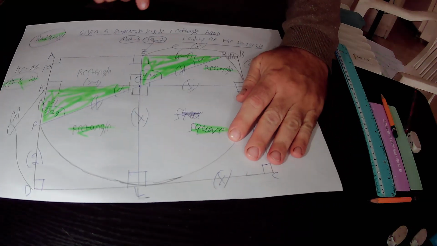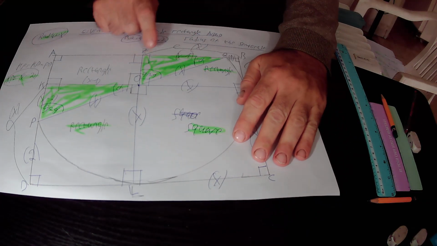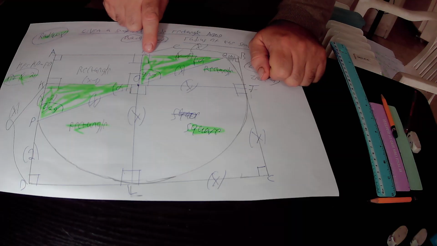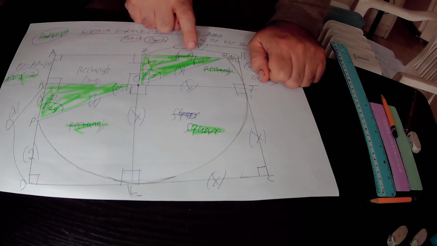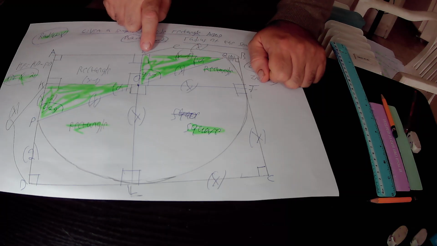So in the upper right triangle ZQO, this angle equals alpha, this angle equals 90 degrees, and therefore this first angle must be equal to 90 degrees minus alpha. Why? Because 90 degrees minus alpha plus alpha is 90 degrees, and 90 degrees plus 90 degrees is equal to 180 degrees.